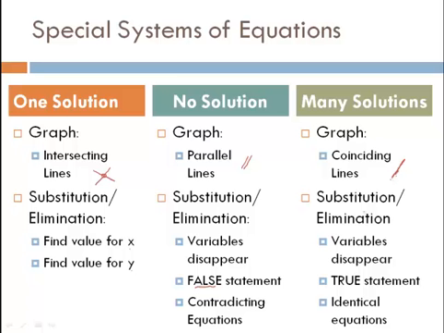And then if you tried to solve that system using an algebraic method, again, you'd find your variables disappear, but this time you have a true statement. And that is our clue that, like identities, we have identical equations.